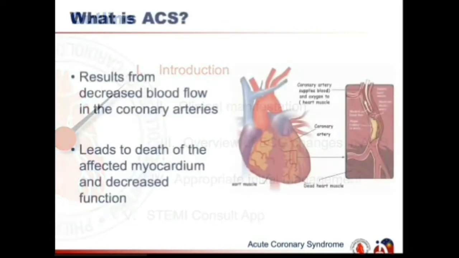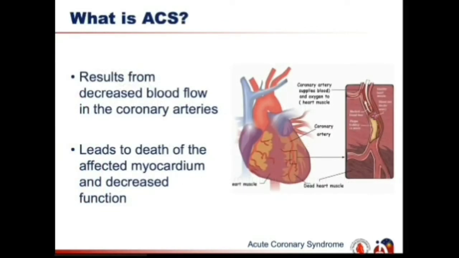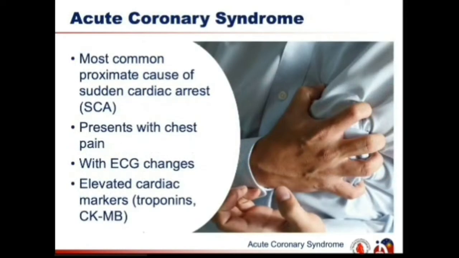What is acute coronary syndrome? ACS is a syndrome that results from sudden significant decrease in blood flow to the coronary arteries. This leads to death of the affected muscles of the myocardium, which leads to decline in function. Acute coronary syndrome is regarded as the most common proximate cause of sudden cardiac arrest. ACS presents with chest pain accompanied by ECG changes and the elevation of cardiac biomarkers such as troponin and CKMB.